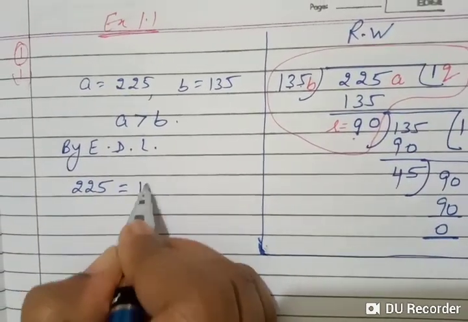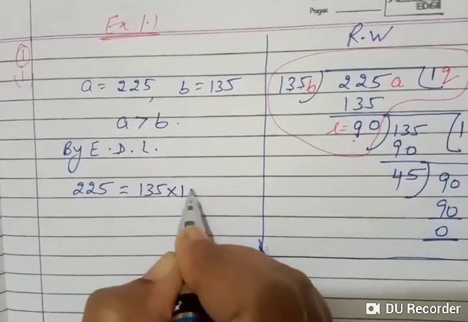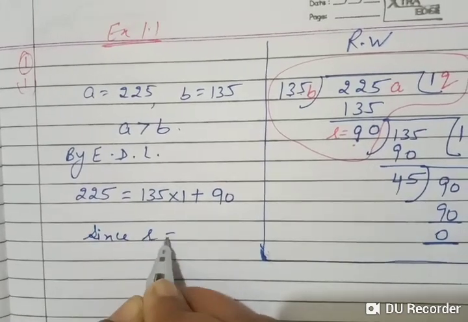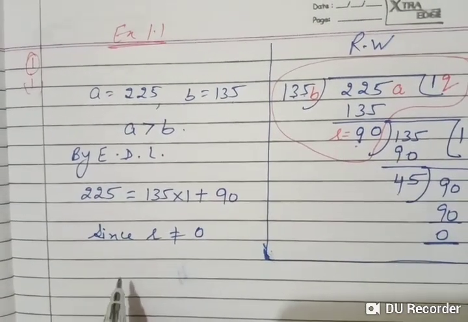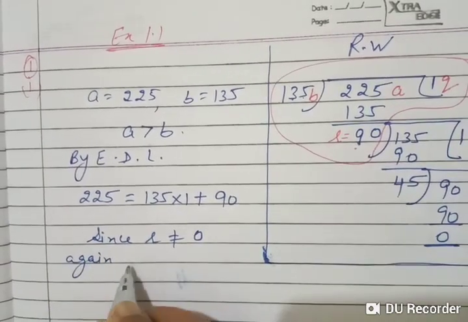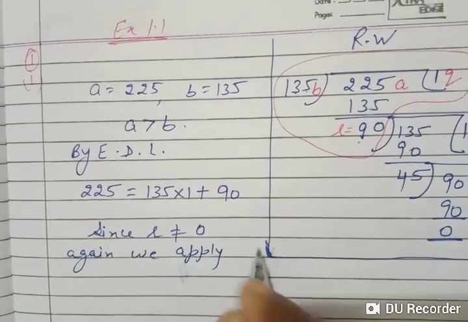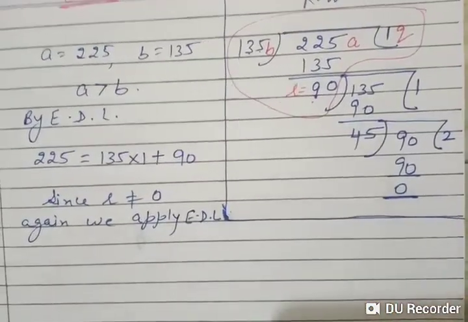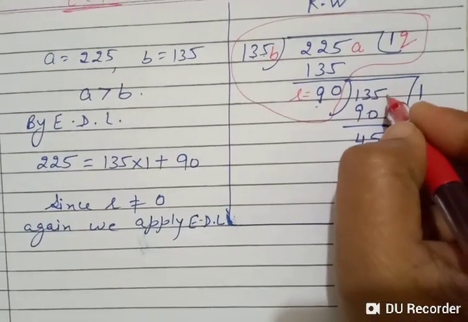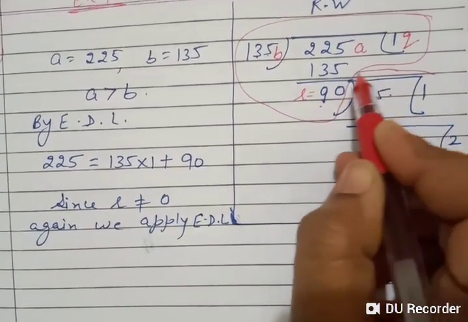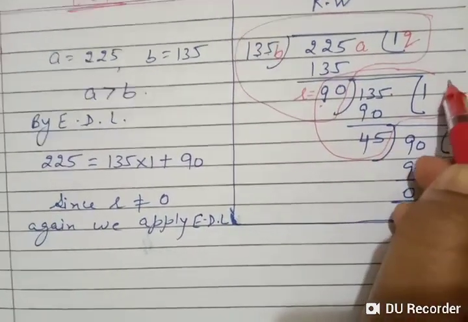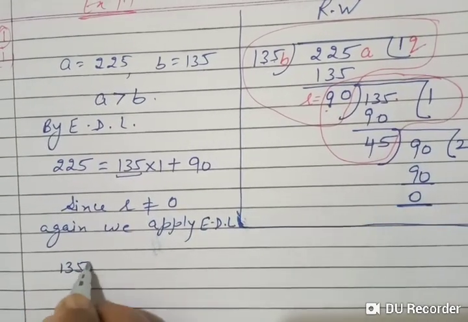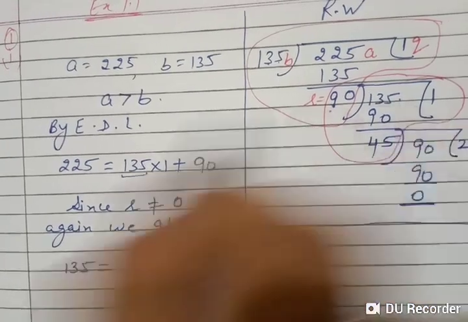A is equal to BQ plus R. And you will write, since remainder is not equal to 0, again we apply Euclid's division lemma. In the next step, this 135 will become A. This number will become A in the next step, so 135 is A in the next step.